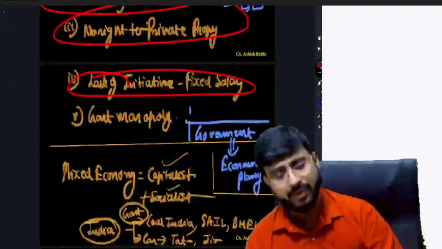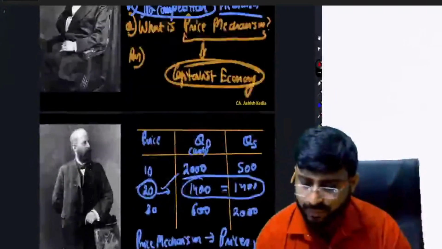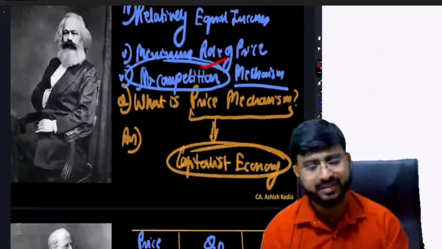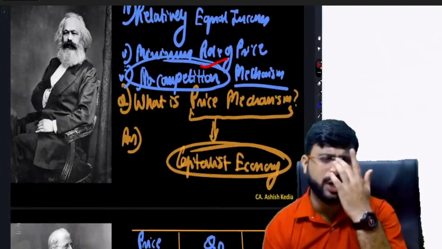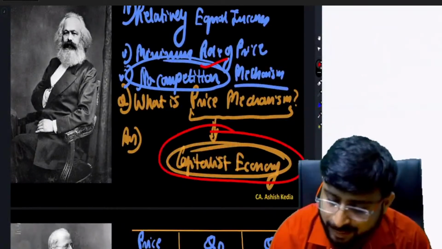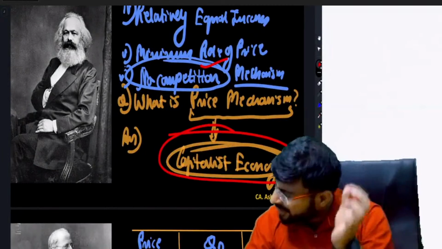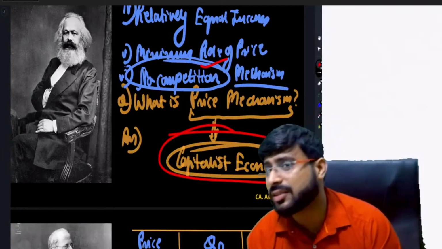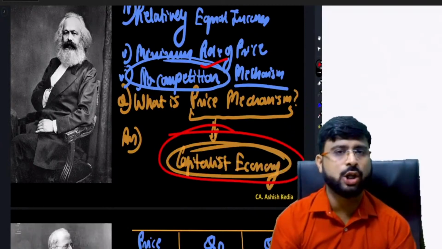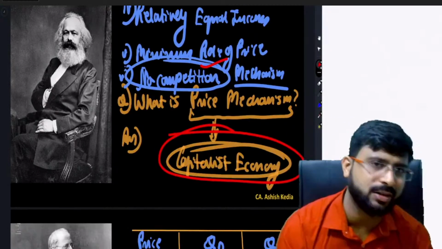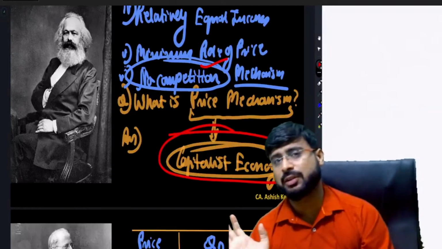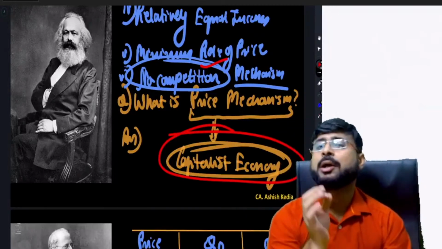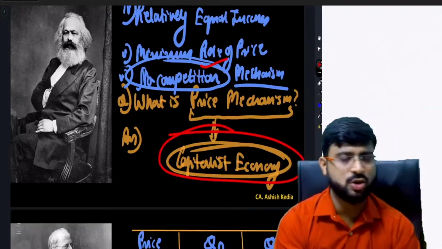Sir, we understood. Now the question is, sir, what is price mechanism? First of all, I want everybody to write down in the chat: price mechanism is a feature of capitalist economy. Everyone write this down in the chat, only then I will speak any language further. Price mechanism किसका feature है? Capitalist economy का. I will explain what price mechanism is. But whose feature is price mechanism? Capitalist economy.